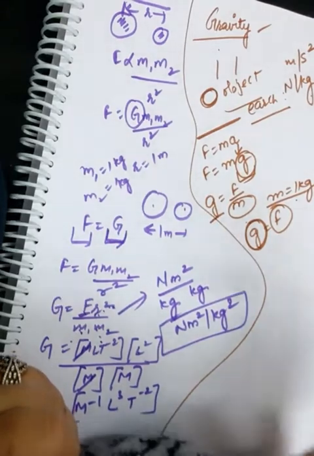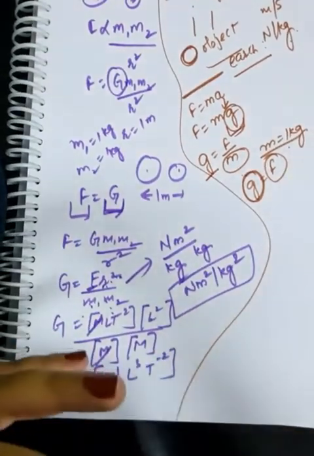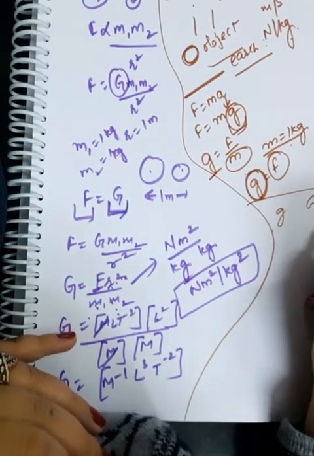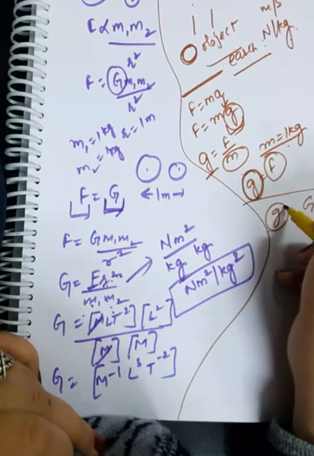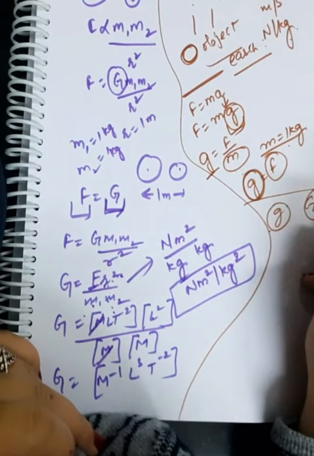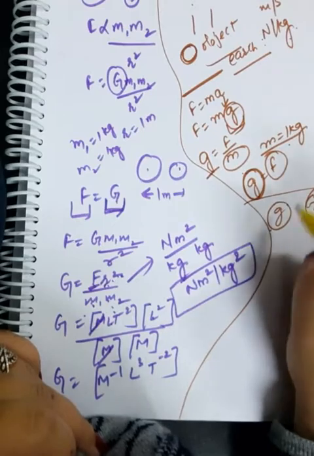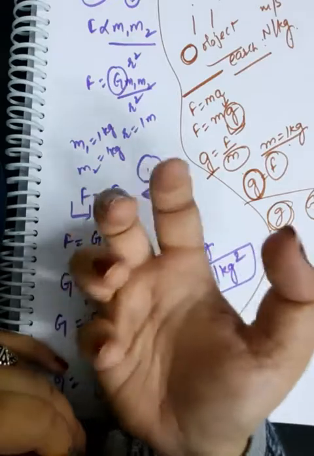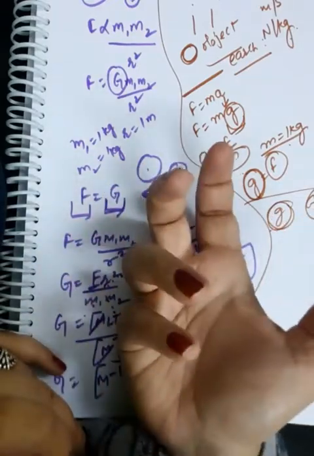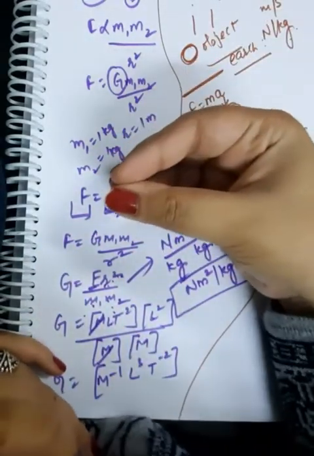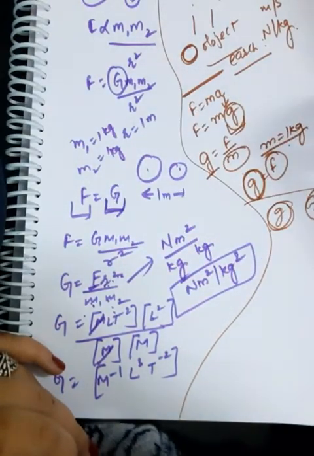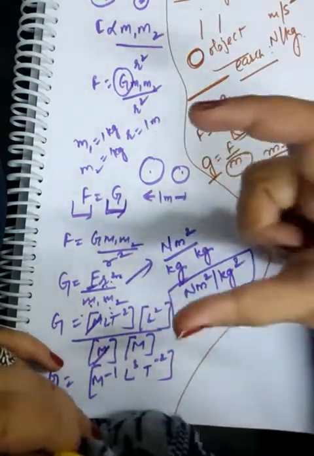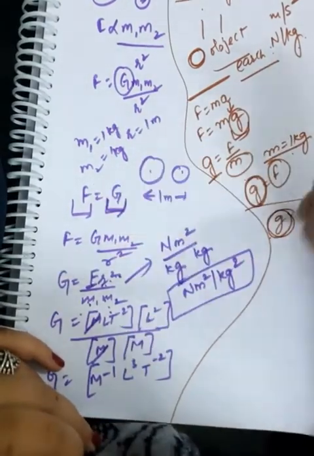After that, we need to discuss the relation between small g and capital G. They both are very, very different. Small g means acceleration due to gravity. Capital G means universal constant of gravitation. Small g means how the body is accelerating under the influence of earth. And capital G means the constant which comes when we study Newton's law of gravitation.